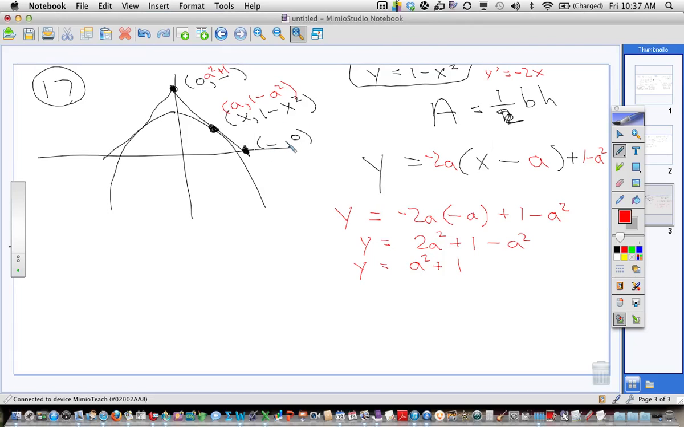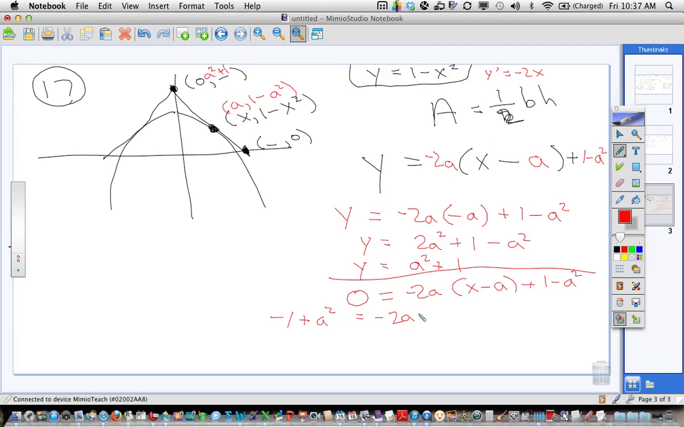Well, what do we know about this point? The y is 0. So we're going to take this same equation and put a 0 in place of the y. So now we have 0 equals negative 2a times the quantity x minus a, plus 1 minus a squared. What do we want to do with that? Solve for x, right? I don't think we should distribute, to be honest. I think it would be better to move this over first and then divide by the negative 2a. So let's do that. Let's subtract that over, which would be there.